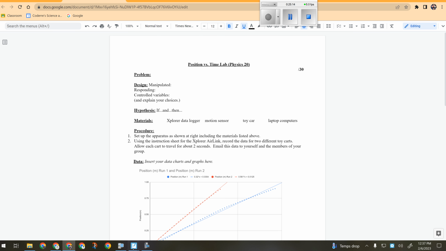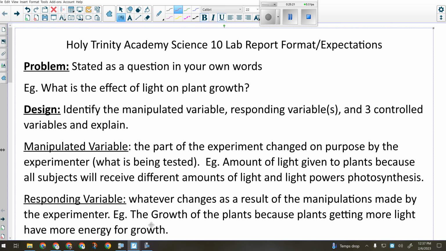For the problem, the expectation is that you write it in the form of a question. Let's say we're doing a very simple lab where we want to find out what the effect of light is on plant growth. Obviously, that's very simple, but let's just say we're doing that for the sake of having something simple. So our problem would then be, what is the effect of light on plant growth? That's the problem we're investigating.